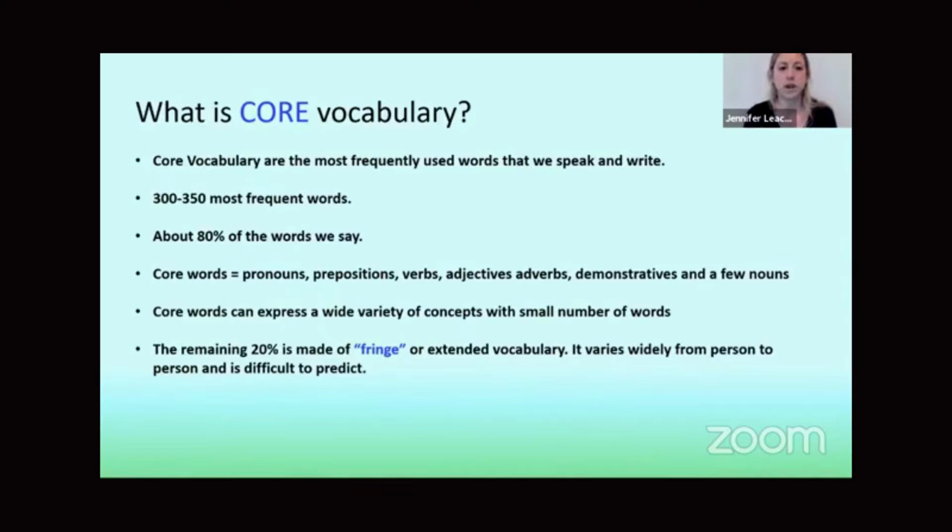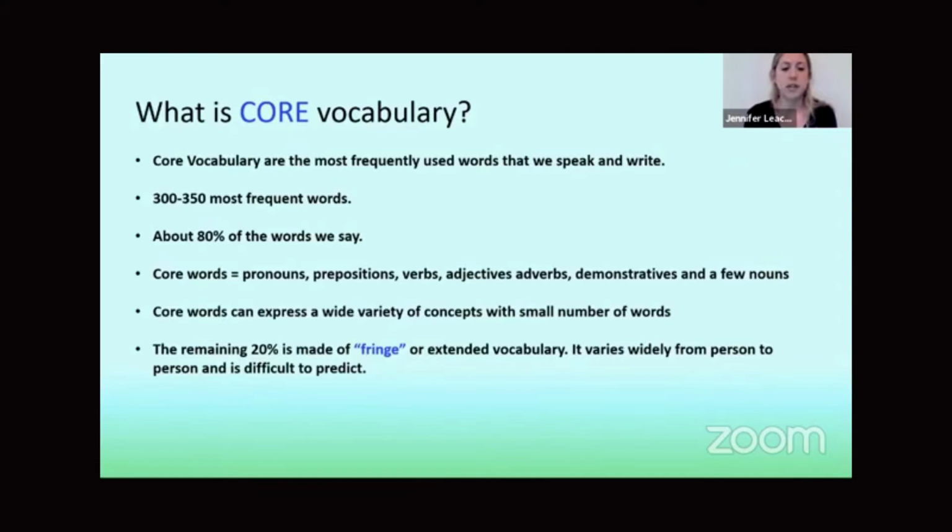So what is core vocabulary? Core vocabulary are the most frequently used words that we speak and write. There are 300 to 350 of our most frequent words, and they're about 80% of the words we say. So they're made up of pronouns, prepositions, verbs, adjectives, adverbs, demonstratives, and a few nouns. So for example, some words are I, want, go, in, out, and I'll talk a little bit more about them later on. Core words can express a wide variety of concepts with just a small number of words.